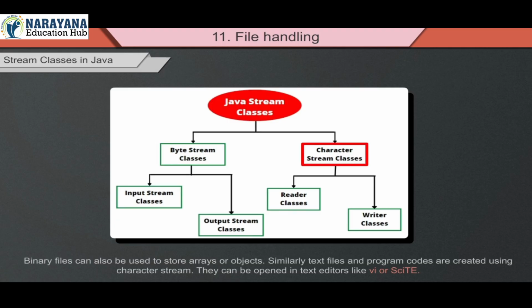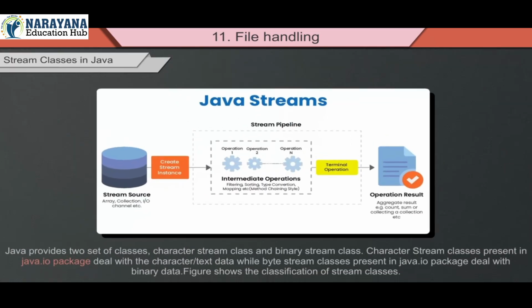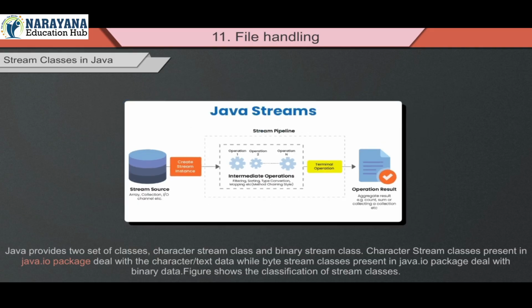Similarly, text files and program codes are created using character stream. They can be opened in text editors like VI or SciTE. Java provides two sets of classes, character stream classes and binary stream classes. Character stream classes present in the java.io package deal with character or text data, while byte stream classes present in the java.io package deal with binary data.